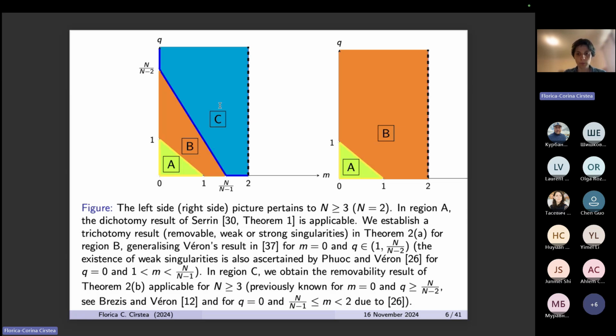So we just wanted to complete the picture when m is less than 2 and outside of the known cases. And similarly, if you look at the right-hand side, when n equals 2, what was known was again in region A, including the boundary when q plus m equals 1, and also on the q-axis and on the m-axis.